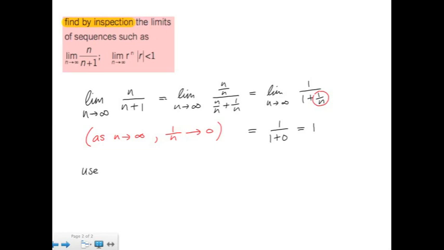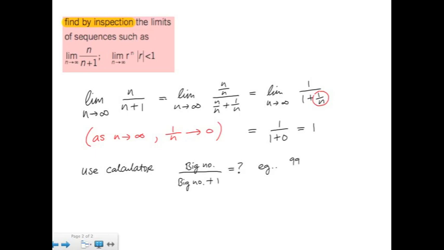So we could learn this result. But rather than do that, we could also do it in a less formal way, because it's just by inspection. We could use a calculator to approximate this. So for instance, in a calculator, we can't put in the number infinity, but if we put in a very large number and divide that by a very large number plus 1, what would the value of it be?